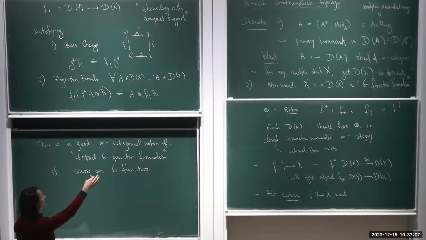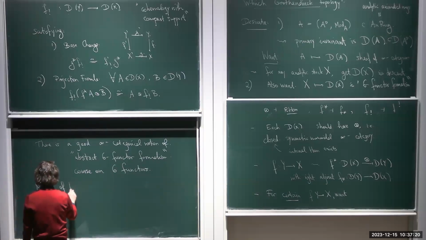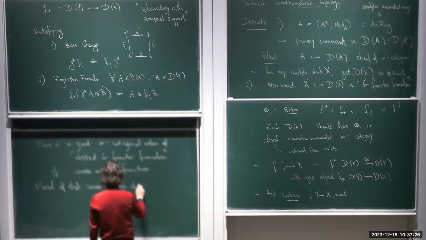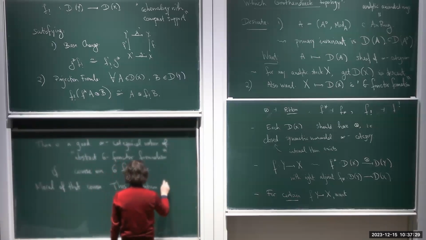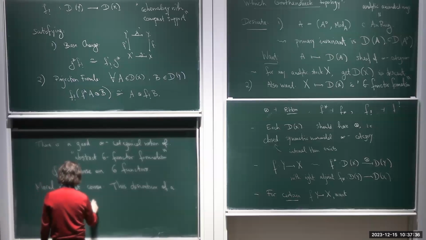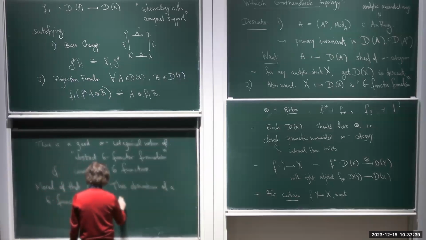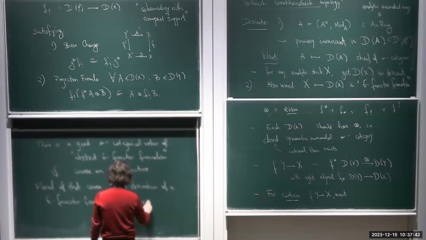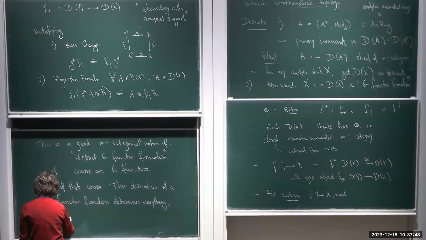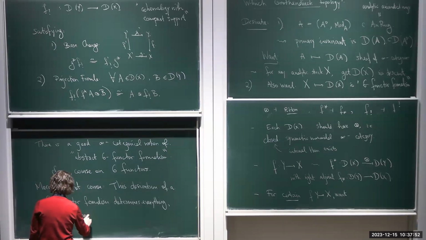if your desiderata are that you really just want the six-functor formalism, then this kind of dictates everything, including the Grothendieck topology.